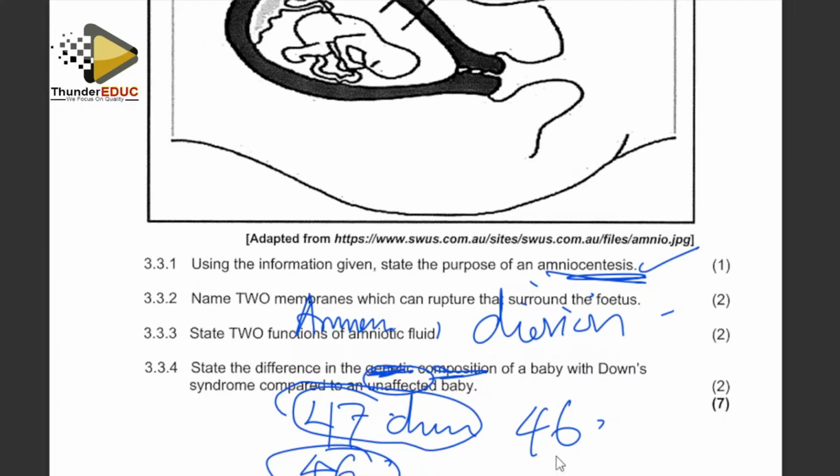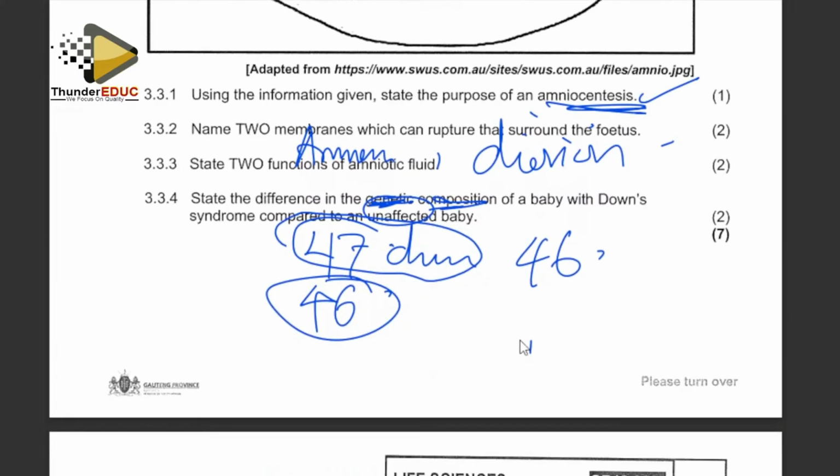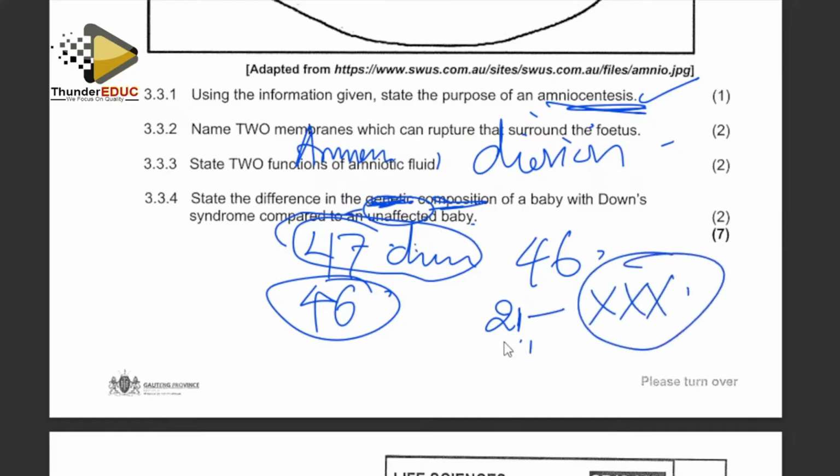So the somatic cells will have those numbers of chromosomes. Or you can say that chromosome number 21 in Down syndrome will have 3 copies, while chromosome number 21 in the unaffected will only have 2 copies of the same chromosome.